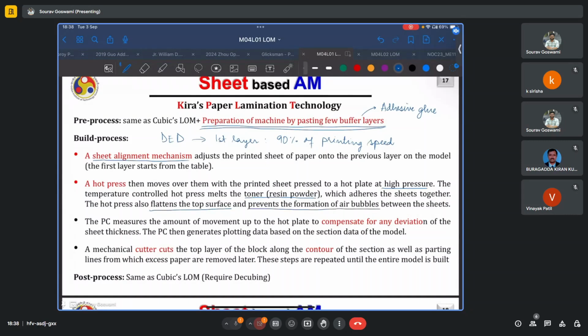Now your computer will measure the amount of movement up to the hot plate and will compensate for any deviations should they occur. A mechanical cutter will then cut the top layer of the block along the contour of the section, as well as a parting cut to separate it from the excess paper. These steps are repeated until the entire model is built. Again, the depth of cut must be carefully controlled to ensure that we are not damaging the already deposited layers.